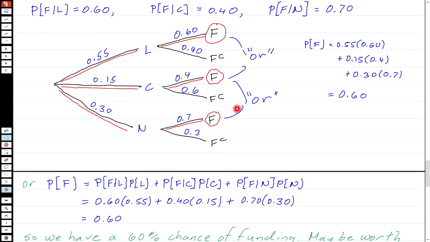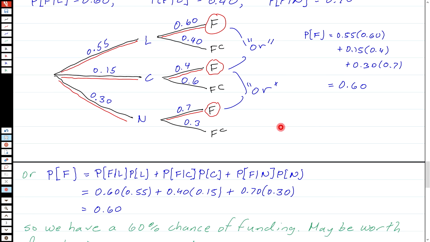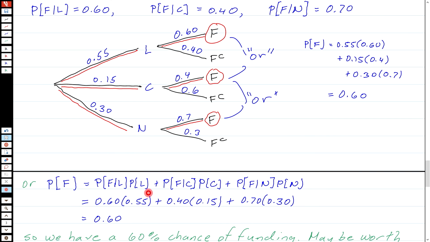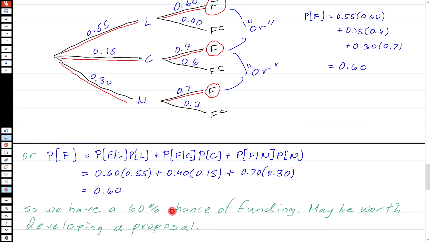You don't have to draw an event tree, although I would recommend you do because it simplifies things. You can use the total probability theorem directly. The probability of F is the probability of F given L times the probability of L, and you just cycle through the various conditional events here, and then plug in the numbers, and you get the same answer.